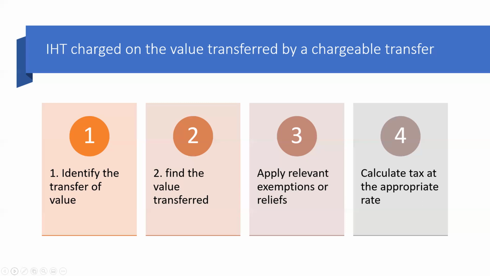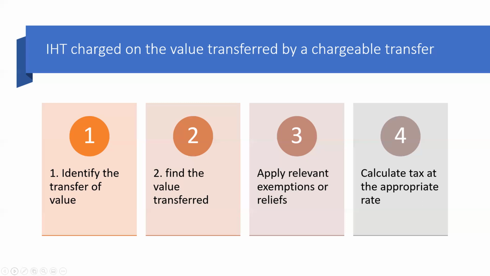Okay, so that's the approach to take for each of these gifts that you're looking at, whether it's individual gifts that have been made during lifetime, or whether it's the whole thing on death. It's identify the transfer value, find the value transferred, apply any relevant exemptions or reliefs, and then finally calculate the tax that's due at whatever rate is going to be relevant.